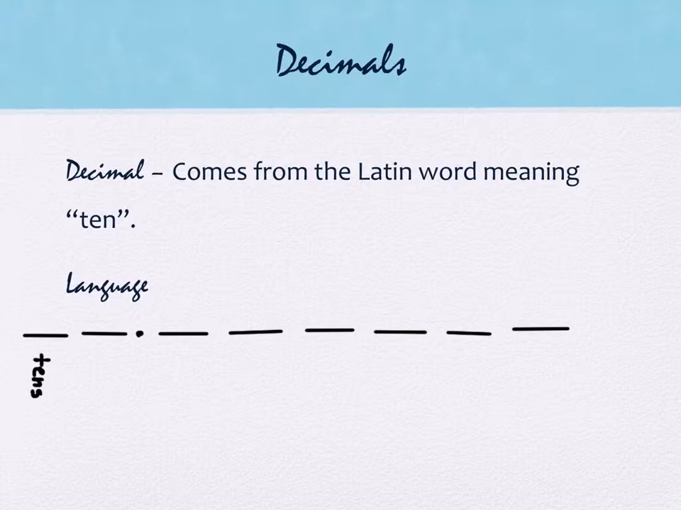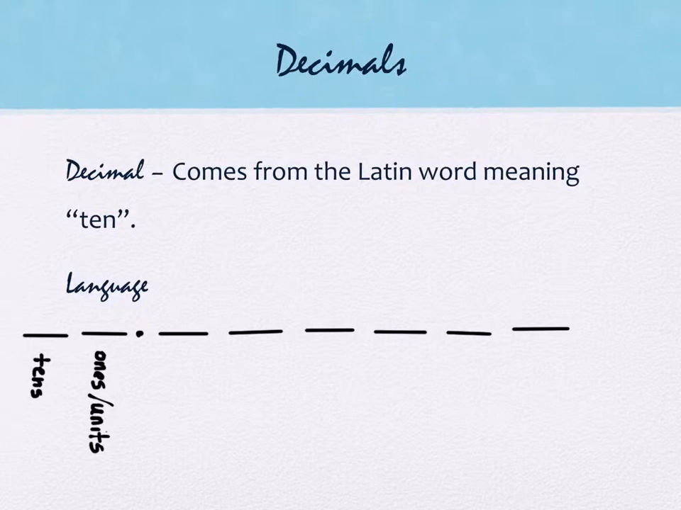There's a couple of names for the next placeholder over. What do you think? Ones is one of them. Anyone else think of something you've heard it called before? Units, that's the other one. Yeah, sometimes it's called the units place. The ones place or the units place.